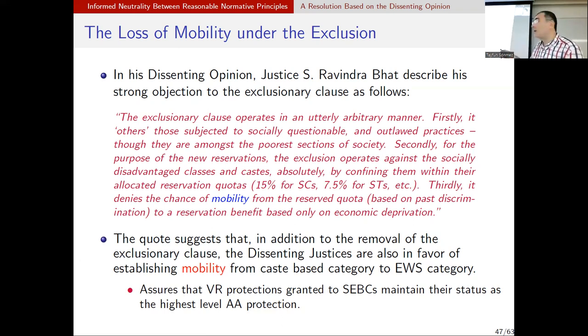So Ravindra Bhat not only wants removing exclusion, he also wants to maintain the higher status of reservations. And in particular, if an individual qualifies for both of them, scheduled caste and EWS, he wants the person to be moved from scheduled caste to EWS. You shouldn't use scheduled caste. But just like what you are doing in the open, you should also do the same thing for EWS.